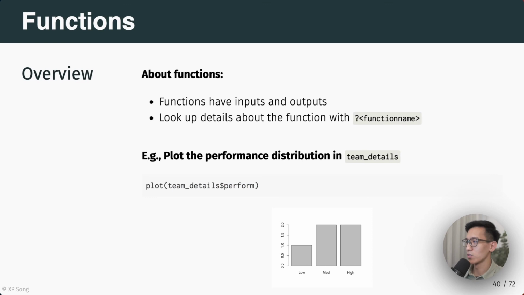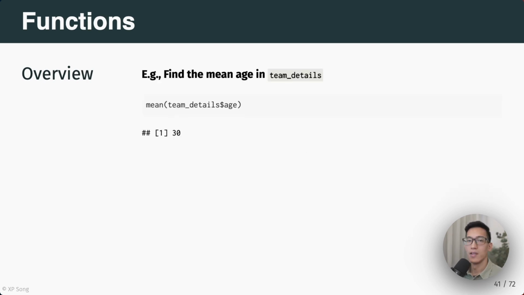Remember that in the past coding exercises, we have this data frame called team details. And if we extract this column called perform using the $ sign, we put it as an input to this function, and this plot function would create a chart or a plot. So in this case, we can see that there's one person with low performance, two people with medium performance, two people with high performance.